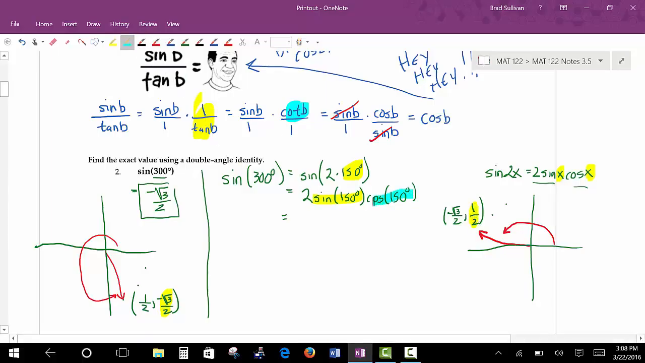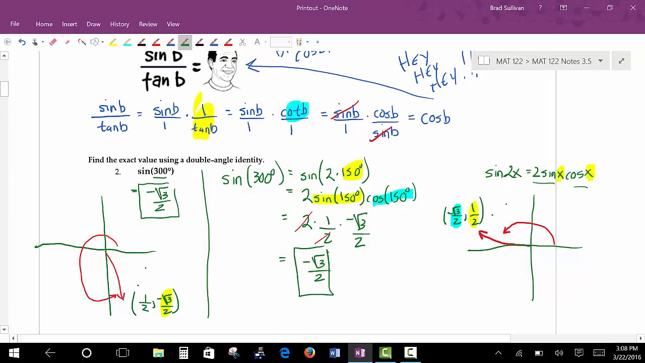The cosine of 150 degrees is going to be the x value, so it's going to be that. So now if we crunch this out, we're going to get 2 times the sine being a half. Cosine is negative square root of 3 over 2. Notice that the 2's divide out, and what you're going to be left with is negative square root of 3 over 2. You get the same answer.